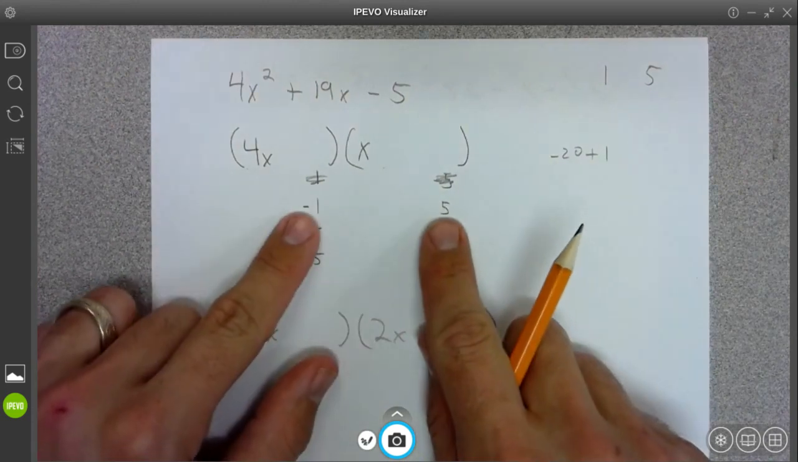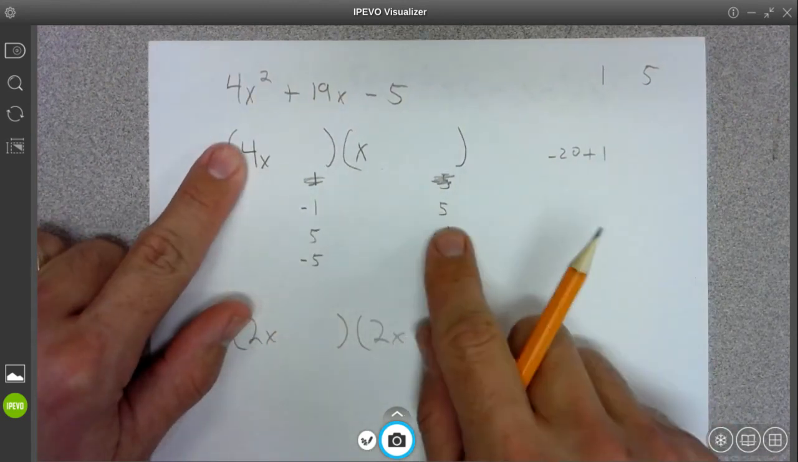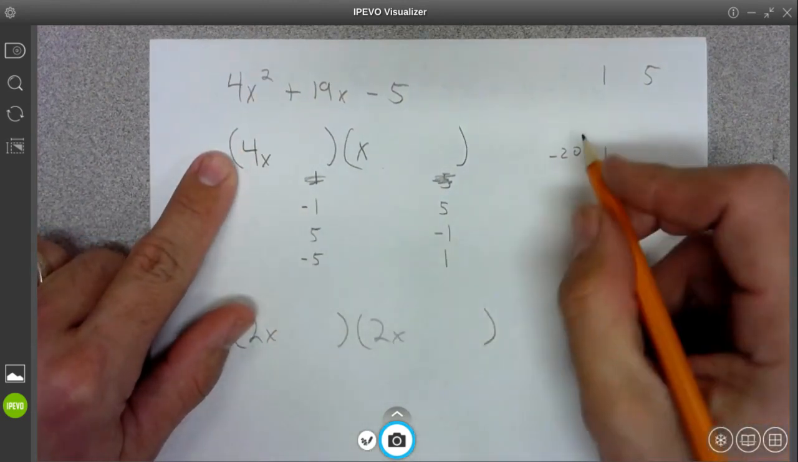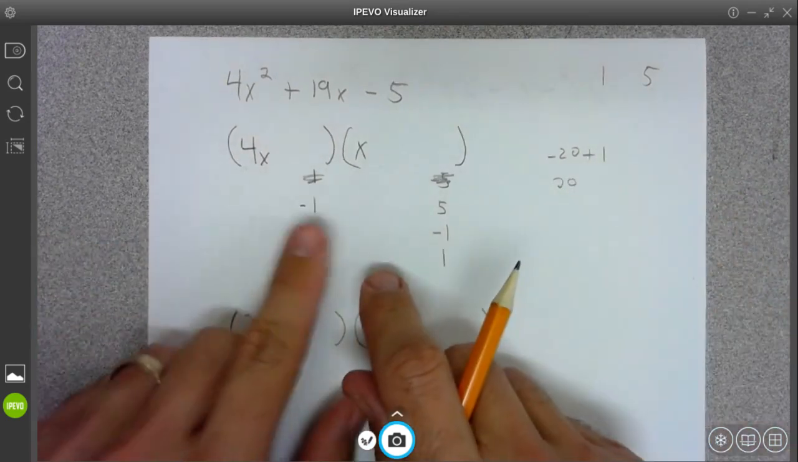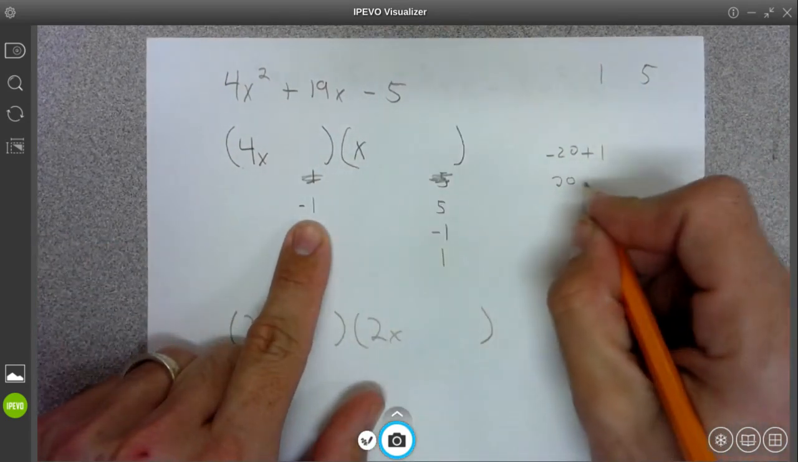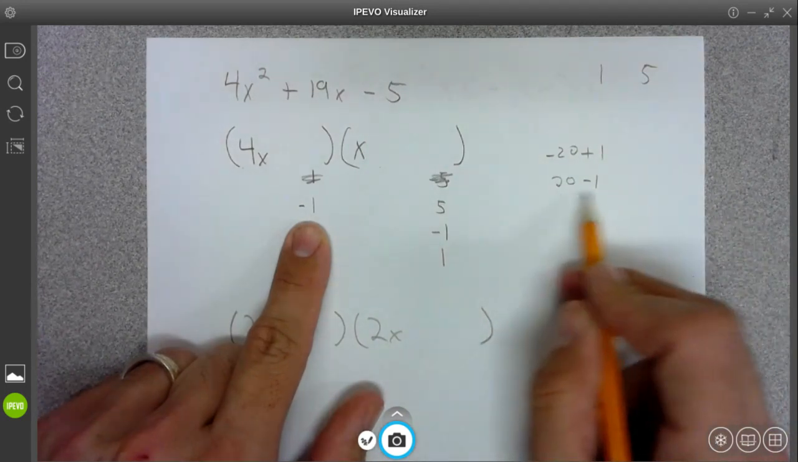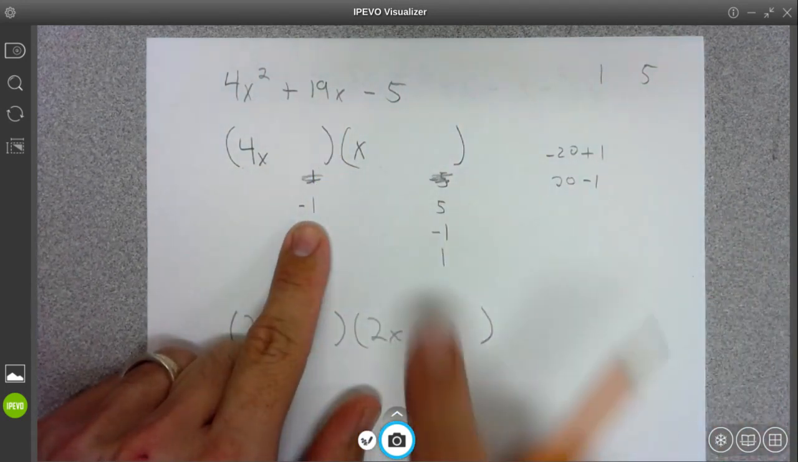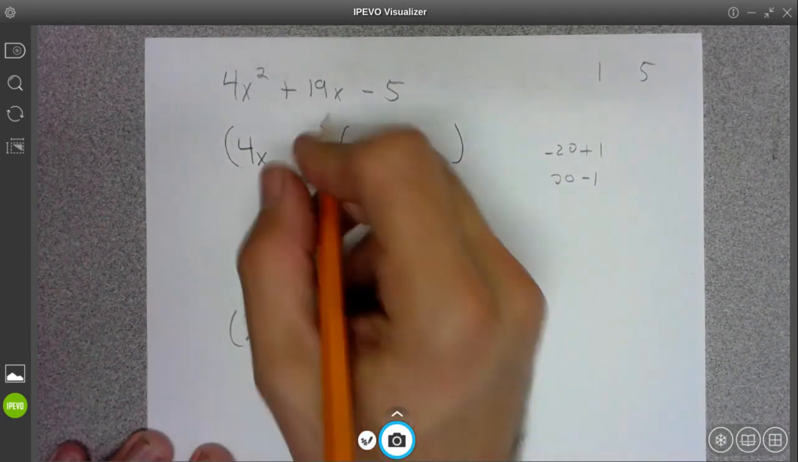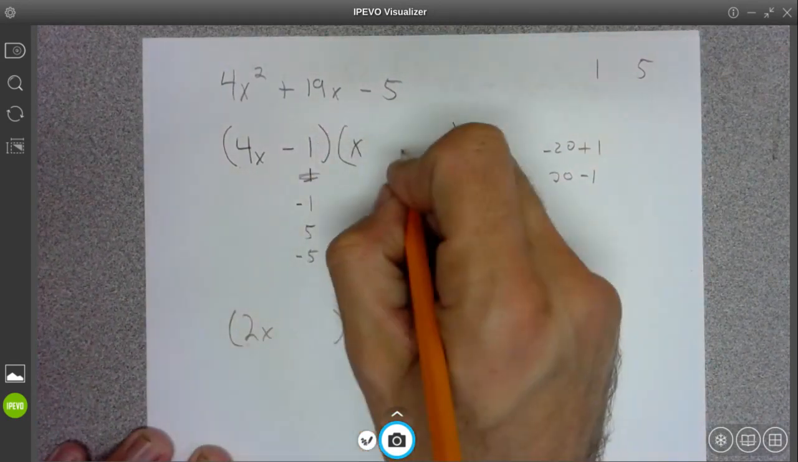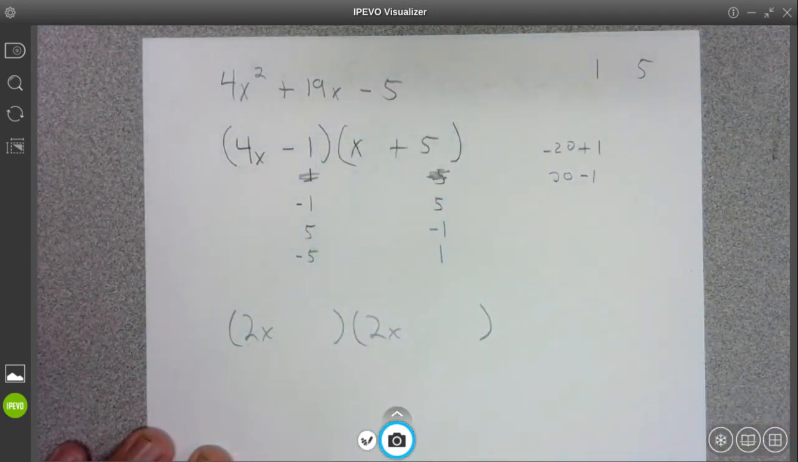All right. If we do positive 4 and positive 5, that's going to be a positive 20, and this is a negative 1, and this does equal positive 19. So that one is our answer: 4x minus 1 and x plus 5.